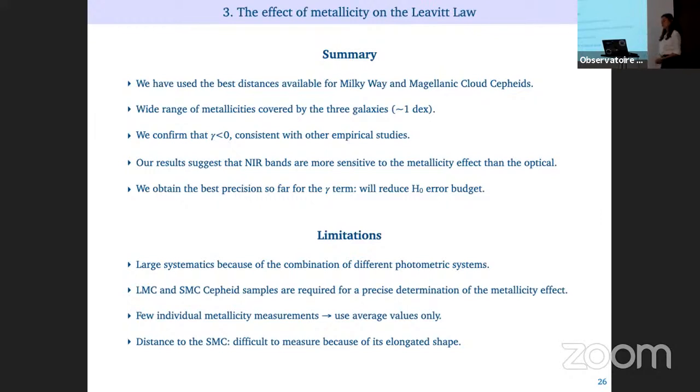We only have a few individual measurements of metallicities, and mostly in the Milky Way. So we need to obtain more values and more high-resolution spectra, because for now we have to use mean metallicities, which is quite limiting. Also, the distance to the SMC was measured with eclipsing binaries, but because of its shape, it introduced large systematics on the distance.